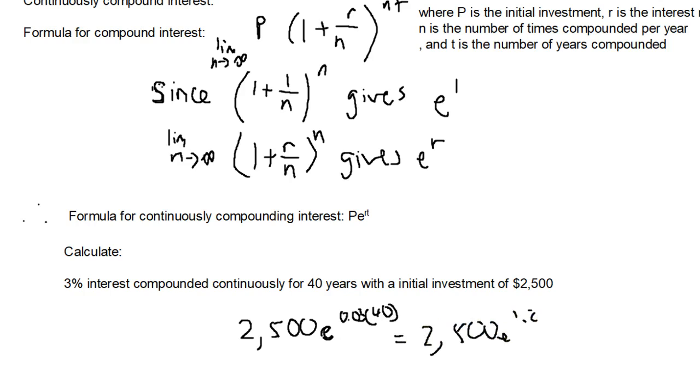So 2,500 e to the 0.03 times 40, which is about 2,500 e to the 1.2, which is about... let me put it on the calculator. $8,300.29. Right? Okay, there you go.